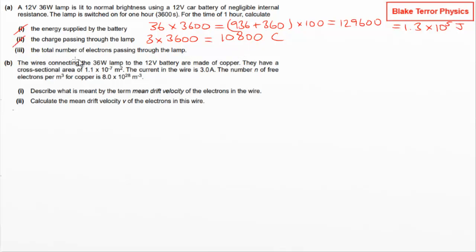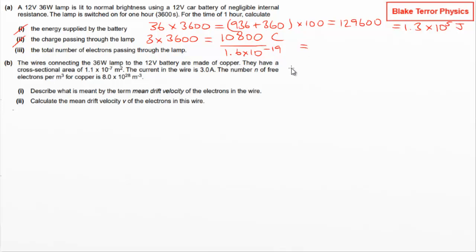Right, the total number of electrons passing through the lamp. We're going to have to divide this amount of charge by the charge on one electron. Because if you divide by the charge of one electron, it gives you the count of electrons, doesn't it? So we need to divide this by 1.6 times 10 to the minus 19, and that will give us our total number of electrons. We know it's got to be a big number, so we've got to divide somewhere.